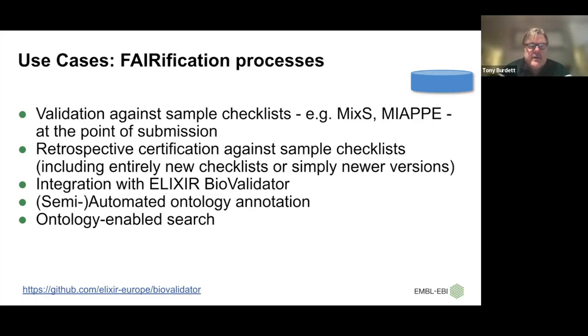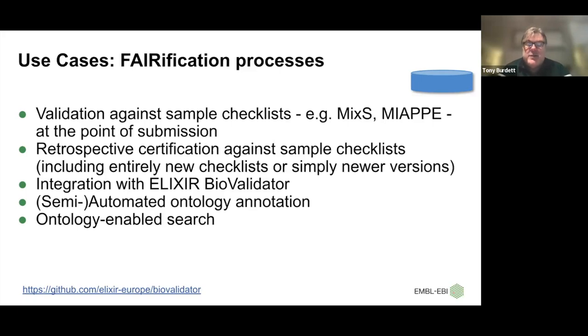One of the features that we offer as part of this verification process is this validation component. We can also retrospectively certify. That retrospective validation we call certification. When new versions of those checklists come out, or entirely new checklists come out, we can look at the full cohort of sample records that might be relevant and revalidate against those checklists. And we do that through a process of integration with Elixir BioValidator.